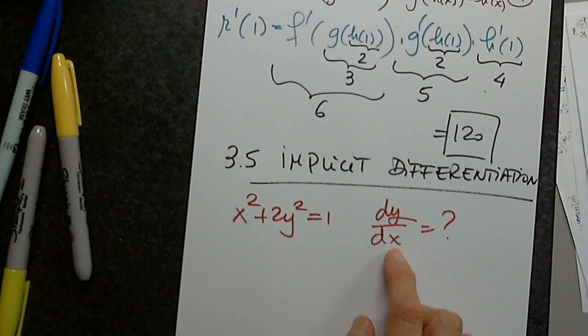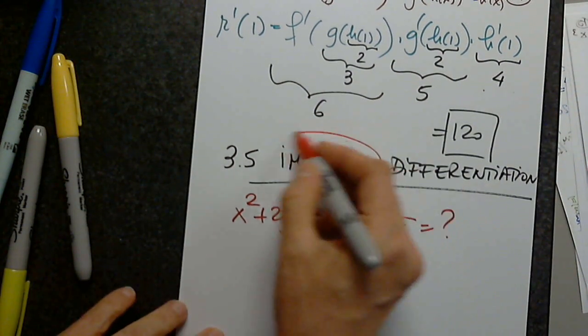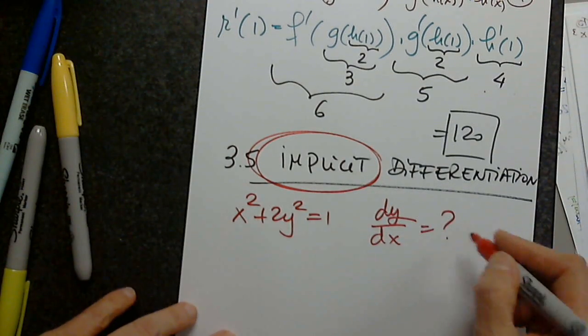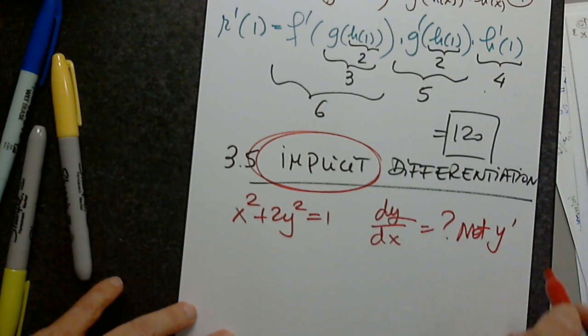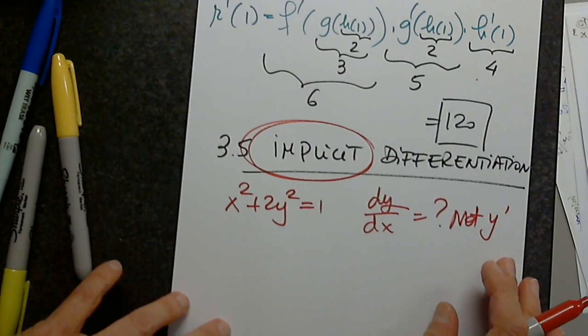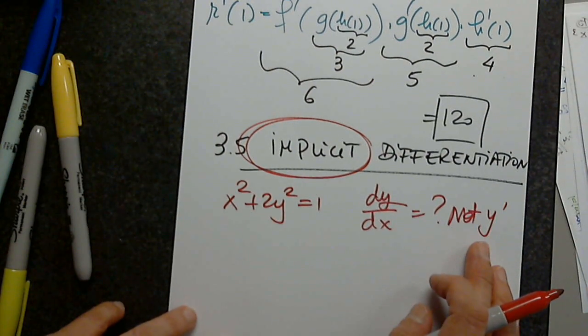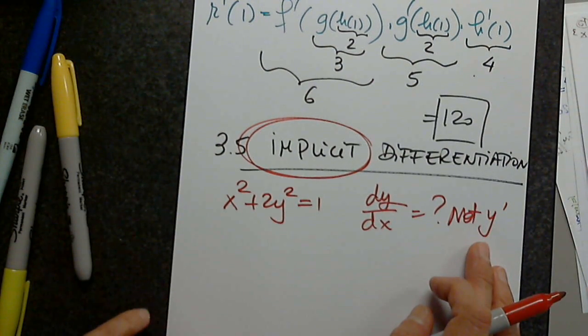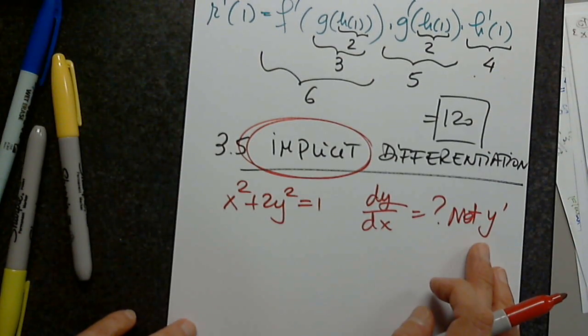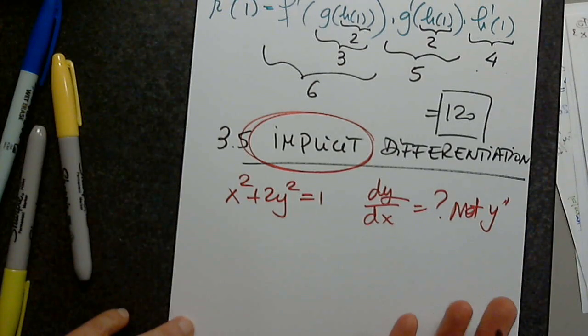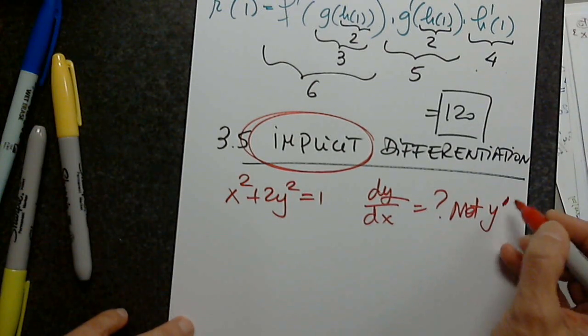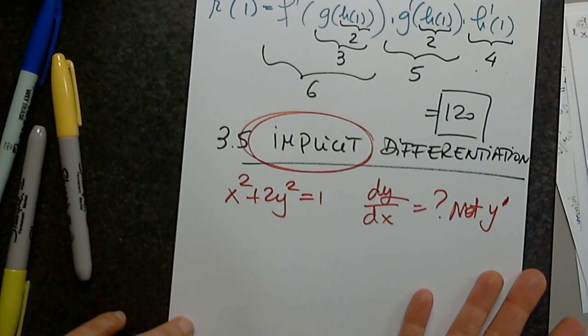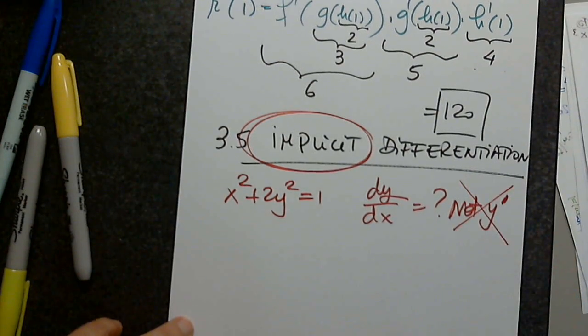We must use this notation when we talk about implicit differentiation, not y prime, please. Will I give full credit if you use y prime? Yes. It's not a good idea, and you'll see in a moment why. But you can. Is it allowed? Yes. Is it correct? Yes. I don't recommend it.